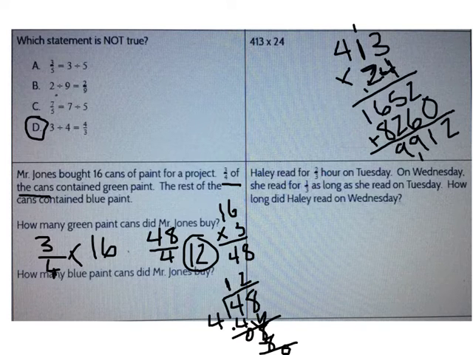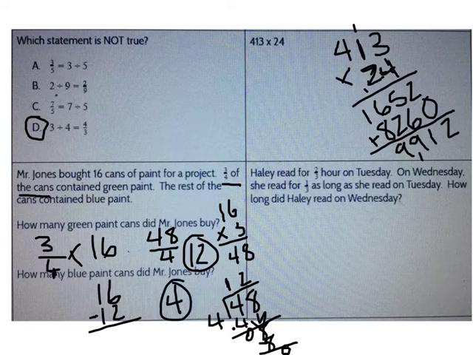Now, how many blue paint cans did Mr. Jones buy? If I know that there are 16 cans total and 12 are green, how could I find the number of blue? What operation would I use? I would use subtraction. 16 minus 12. So, how many blue cans did Mr. Jones buy? 16 minus 12 is 4. He bought 4 cans of blue paint.